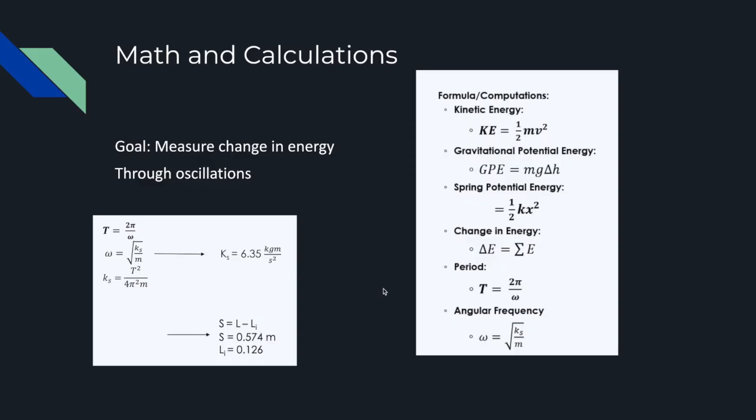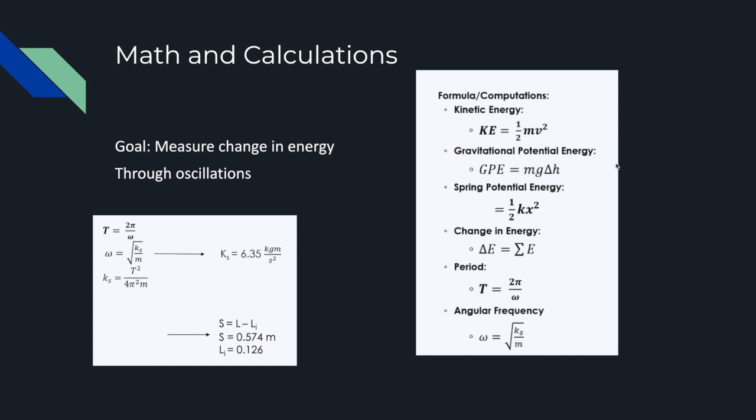Our goal is to measure the change in energy through oscillations, and specifically how we can satisfy the energy principle. So some of the calculations we're going to have to do are obviously with the kinetic, gravitational potential, and spring energies, and also the change in energy, which should be zero, as energy cannot be created or destroyed.